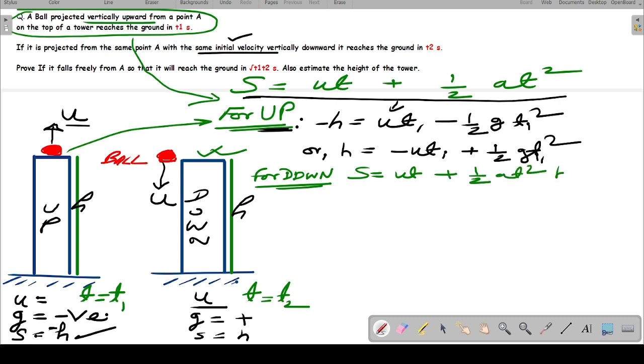So putting up the value, we get h equal to, because t equal to t2 over here and s equal to h, putting up the value, h equal to u times t2 plus half a, where a will be acceleration due to gravity, that is g, into t2 square, right?